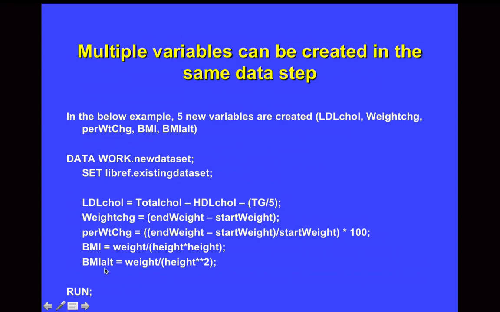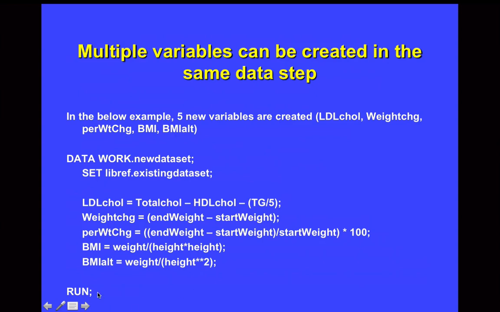Here's an alternate example of BMI where we're simply taking weight divided by height squared, and the double asterisk is the symbolic representation for SAS of exponentiation. So if you wanted to raise something to the fourth power, you'd just have the double asterisk and the number 4, etc. These two variables, BMI and BMI alt, are identical. They're simply being created in different ways, and that's a very common thing you'll see in SAS, is that the coding is fairly flexible and there are often multiple ways to achieve the very same outcome.